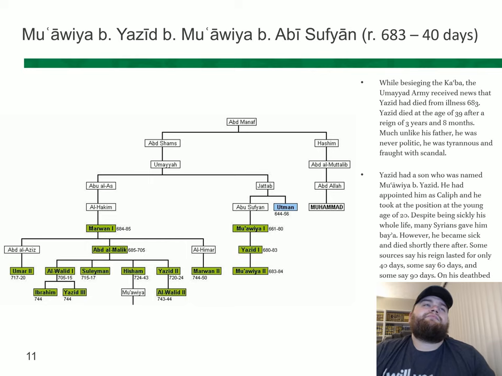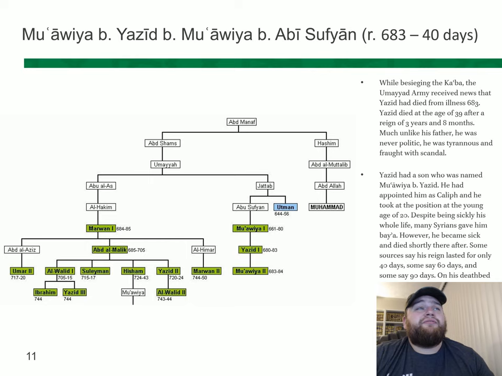or right after his time, because he died actually during the siege of the Kaaba in the year 683 from some sort of illness. And he died at the age of 39 after a reign of only 3 years and 8 months. And unlike his father, he was not politically savvy. He was known to be tyrannous and fraught with scandal.